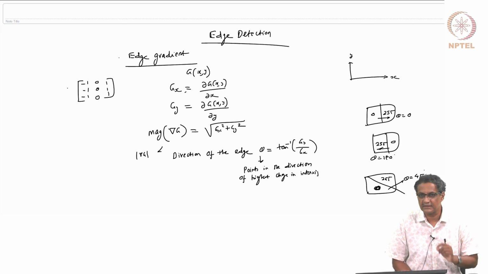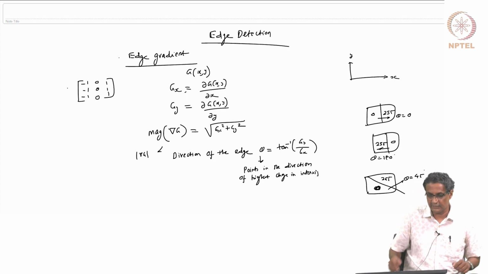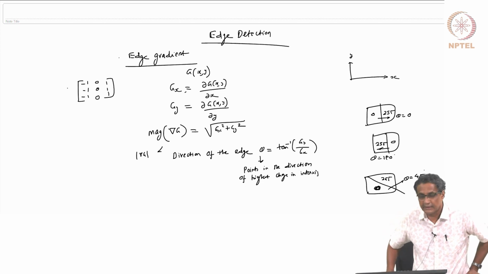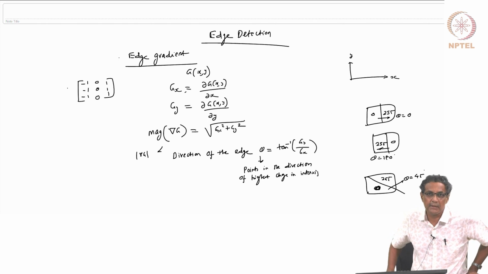Now, one of the things that we realize is that when you take a gradient, typically we know that it also increases the amount of noise, because the gradient itself is a kind of differentiation operation. So, how much do you think the noise will go up by?